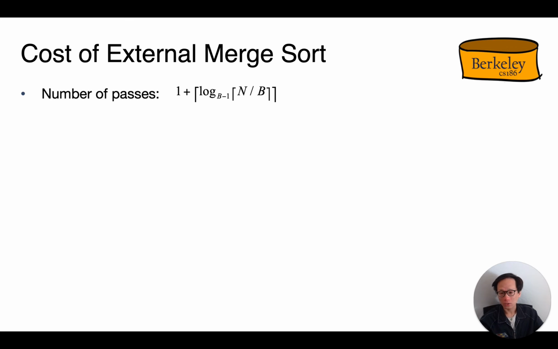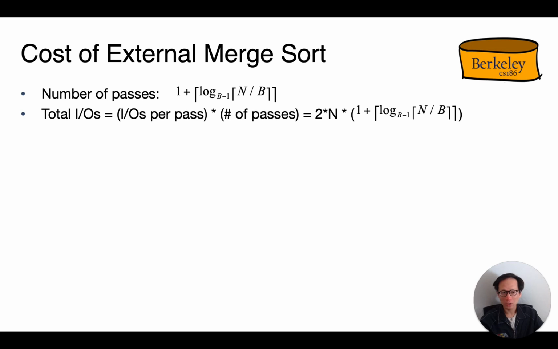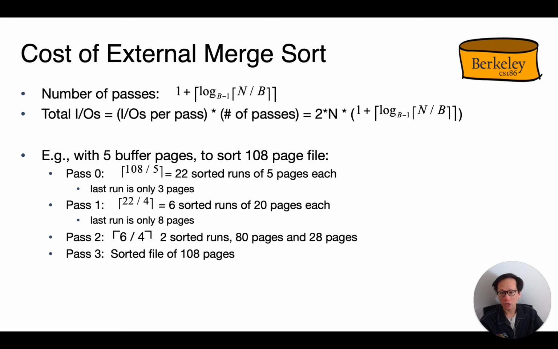Now, the cost per pass is still 2n, since we read the file and we write the file on every single pass, so the total cost in terms of IOs is going to be 2n times the number of passes, which is shown here on the slide. So to give you concrete numbers, think about the following. Suppose we have 5 buffer pages and need to sort a 108-page file.